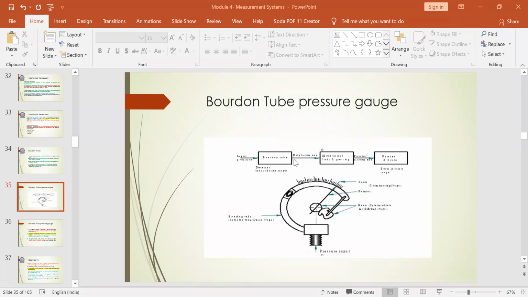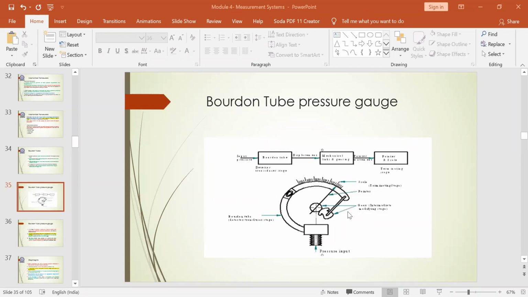So we were explaining the concept of Bourdon tube pressure gauge. I was telling about the input pressure signal which will be sensed by the Bourdon tube here. This will act as a transducer stage 1. The displacement in the Bourdon tube will then be modified in the transmitter, in transducer stage 2, which is nothing but the mechanical links and gearing mechanism. Through these, the deviation in the movement will be shown by the pointer and the scale here.